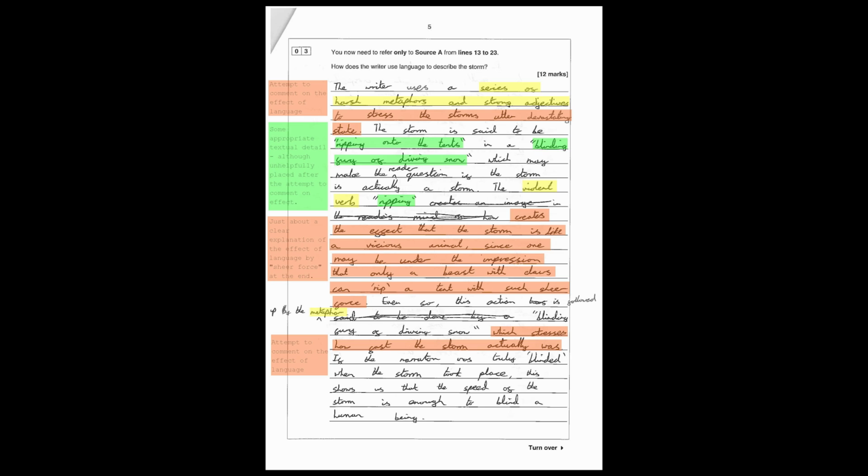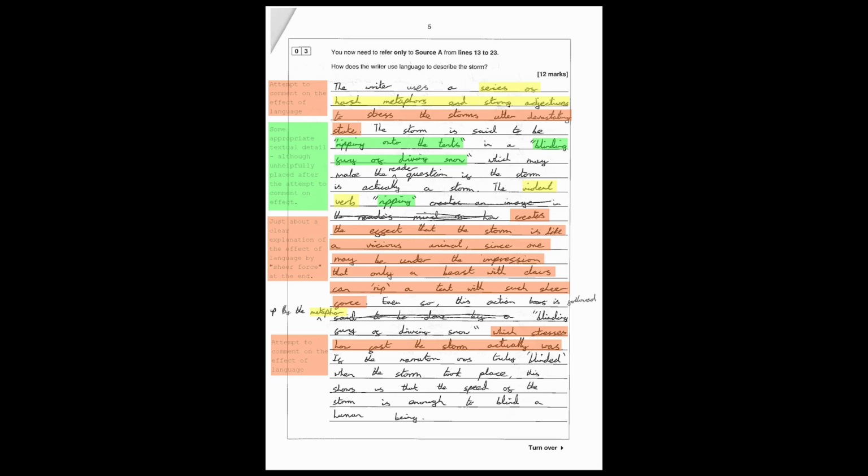If we look at an example response here from the exam board, from the same question, how the writer uses language to describe the storm here, you can see the system that we've just discussed coming into effect here. So the writer uses a series of harsh metaphors and strong adjectives to stress the storm's utter devastating state. The storm is said to be ripping onto the tents in a blinding fury of driving snow. If we go down a little further there, we've got that the storm itself creates the effect that the storm is like a vicious animal.